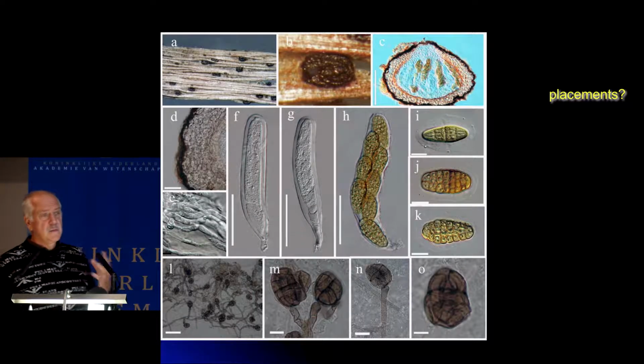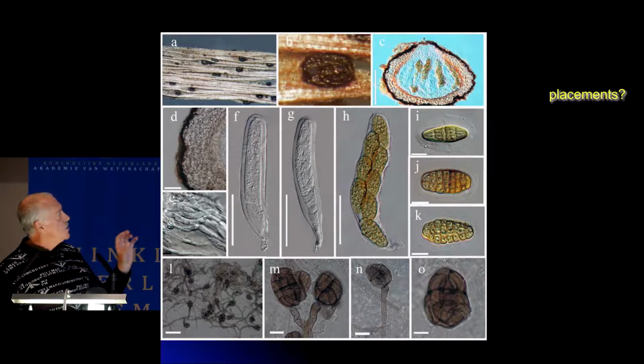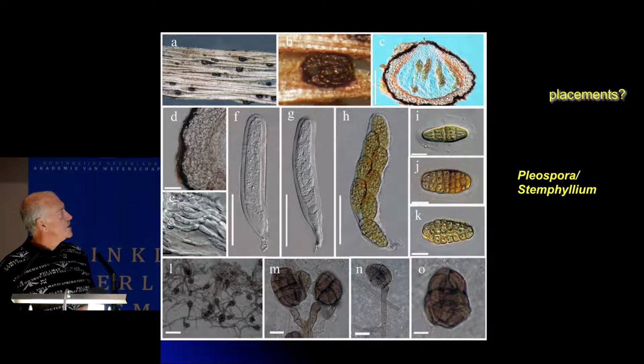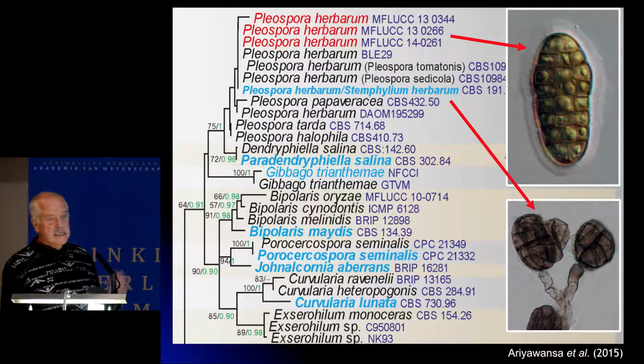So since this is for Emory Simmons, I'll talk about the Pleosporaceae now. This is the type of Pleospora, and it has a Stemphylium anamorph. So Pleosporaceae and the Pleosporales. And if you do sequence data, you can link these two. You can also link them in culture.